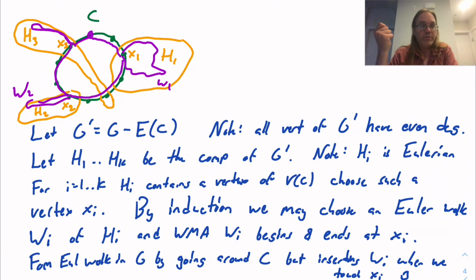Now, what we've done to construct our Euler walk of the original graph is we've observed that when we take our original cycle C and delete those edges, each component in the resulting graph will necessarily contain a vertex in that original cycle. And then what we're going to do is basically walk around our cycle, but anytime you get to one of those xi vertices, that's the start and end of the Euler walk in the component hi, then you follow along that Euler walk and then continue on your way. So that's our proof.